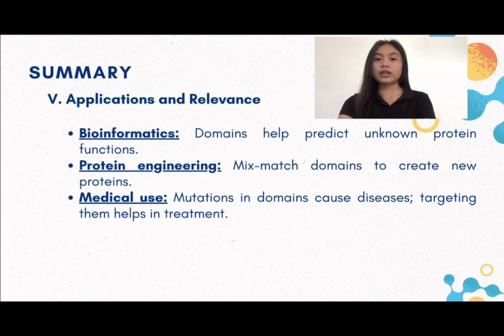Now, for the applications and relevance, so we have the bioinformatics. So domains help predict unknown protein functions. So the keyword is predict. For protein engineering, they mix and match domains to create new proteins. So the keyword is mix and match. Lastly, for the medical use, so mutations in domains cause diseases. Targeting them helps in treatment. So the keyword is treatment.